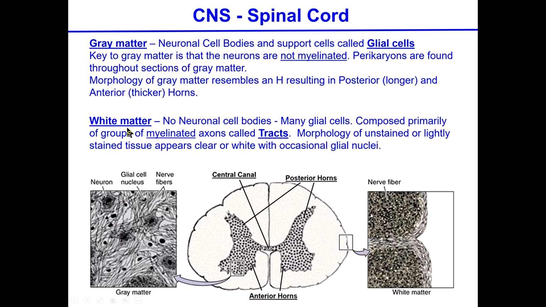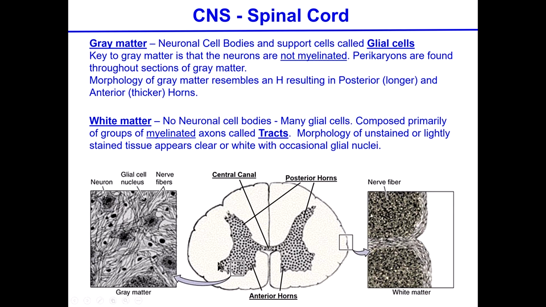What we find in the spinal cord is a portion very well defined inside that has the shape of an H. It has the so-called horns, the legs and the arms of the H. They're called the posterior horns and the anterior horns, and the portion where these two horns join in the middle is called the central canal.